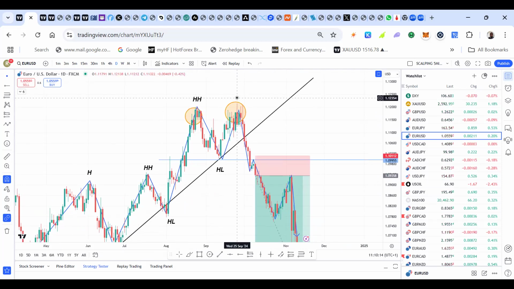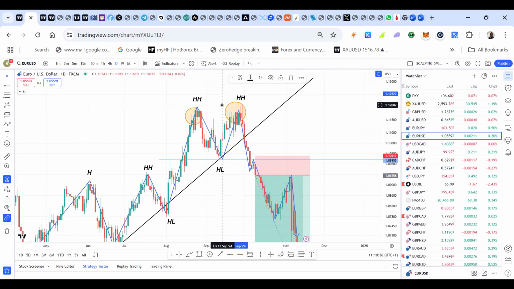Now something happens here. This actually is a higher high, because in as much as we say it's a double top, this high is higher than this. So this is the leg. This is where the wick of this one is. So this is a higher high.